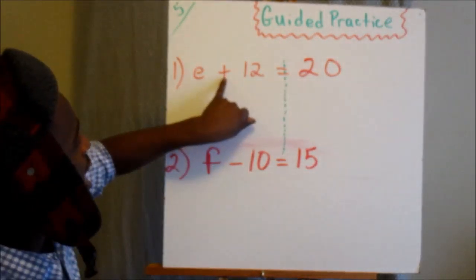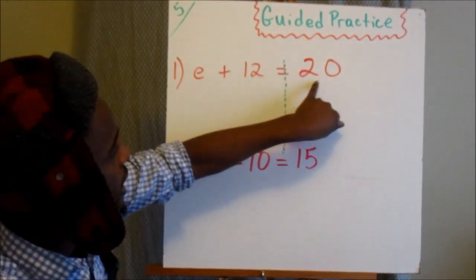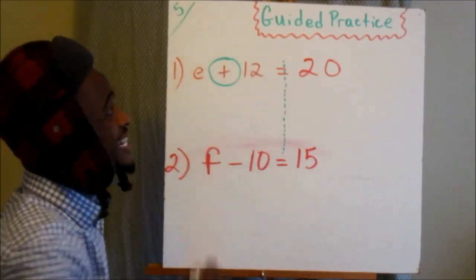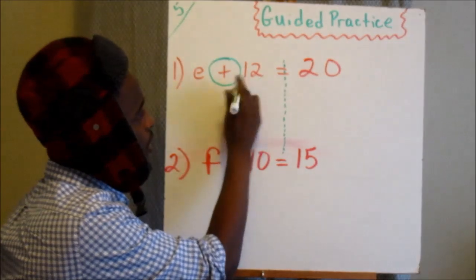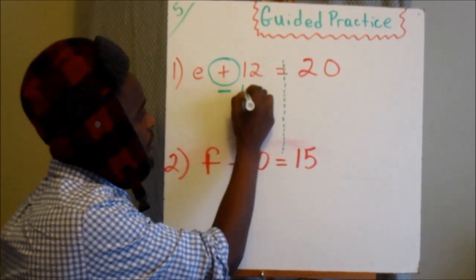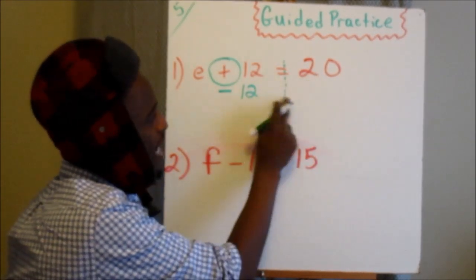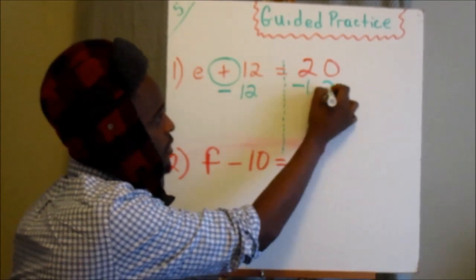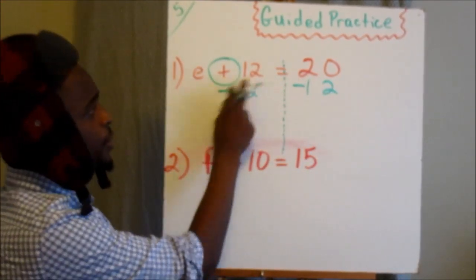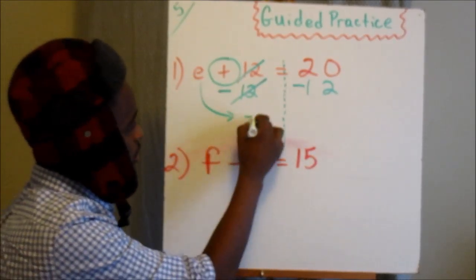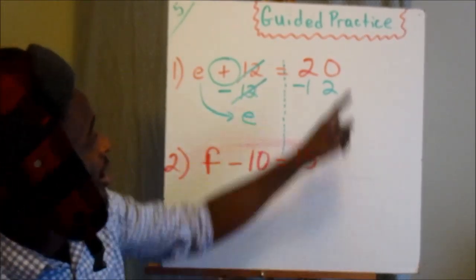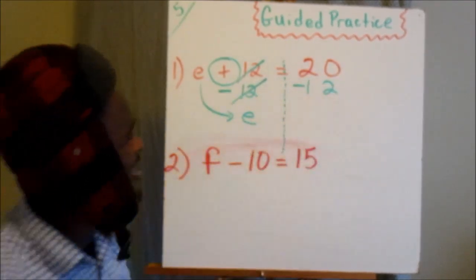Alright, so here I have E plus 12 equals 20. I want to do the inverse. So since it says addition, the inverse, or the opposite of addition, is subtraction. So instead of adding 12, I'm going to subtract 12. And I have to do it to both sides of my line. So I subtract 12 here as well. Alright? 12 minus 12, that's 0. And I'm left with just my E. And 20 minus 12 is equal to 8.